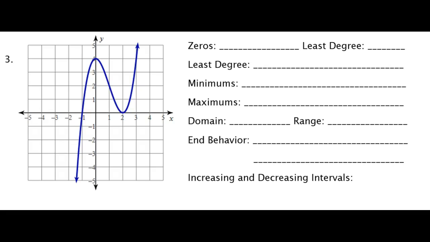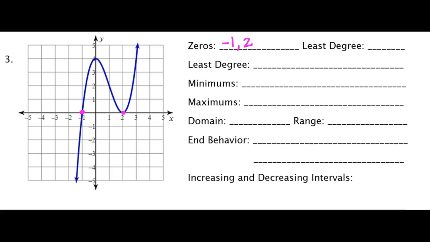The first thing we're going to look at are the zeros. The zeros are the places on the graph where the blue part of the blue graph, the curve, crosses the x-axis. So I can see that it crosses here at -1, and it also crosses, it doesn't exactly cross, but it touches here at 2.